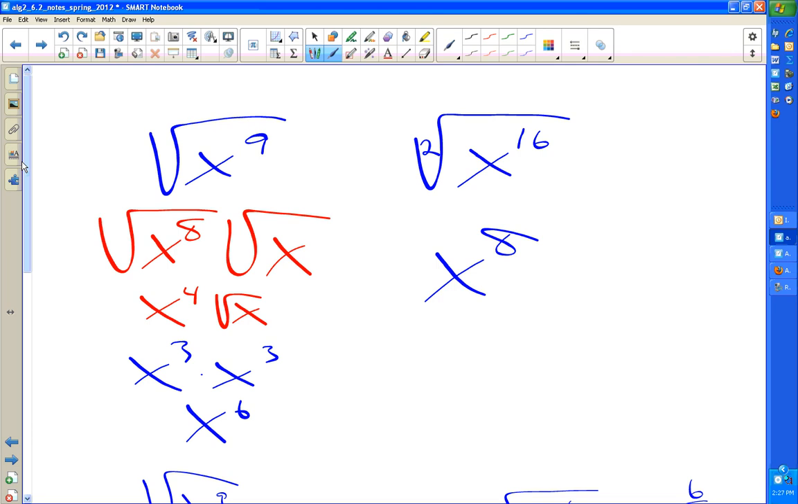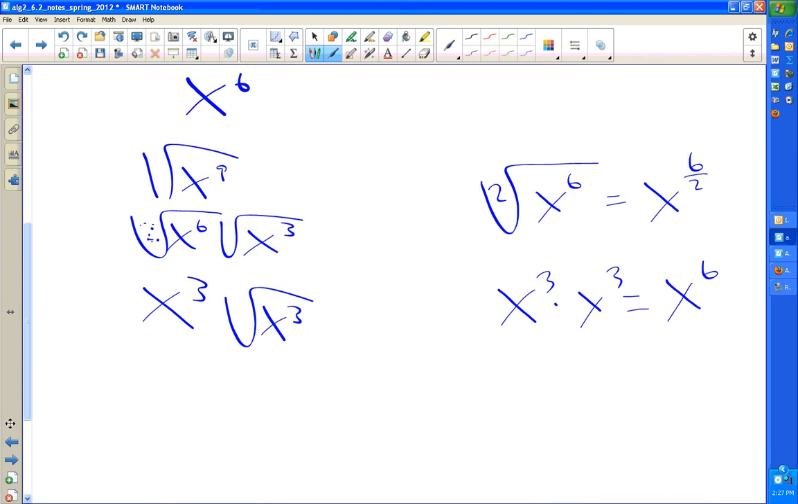So that's the right answer, but I'm not finished with the other one. This is the square root of x to the 8th, which is x to the 4th root x. If you decided and saw x to the 6th first, that's fine. You get x to the 3rd times the cube root of x to the 3rd.